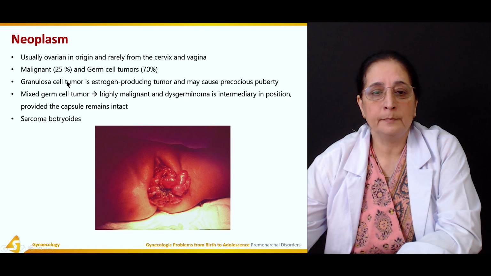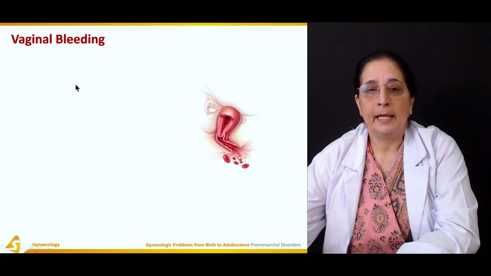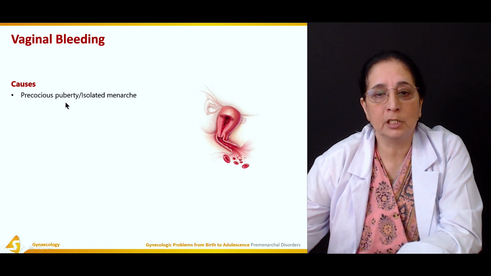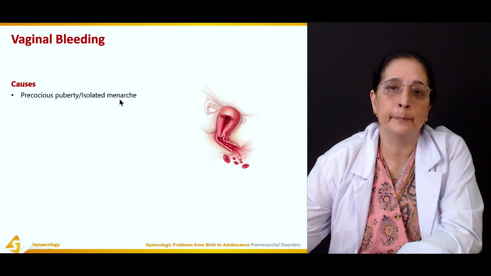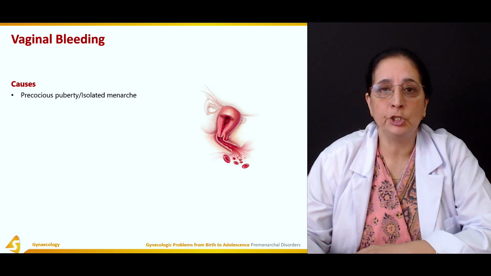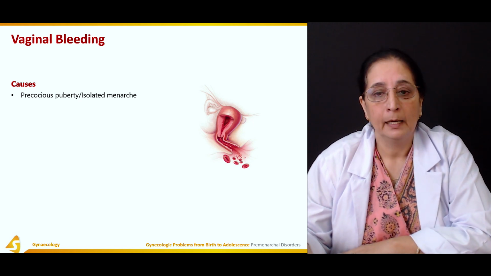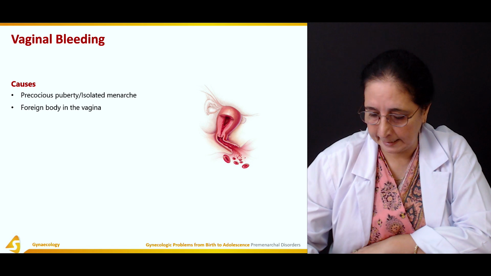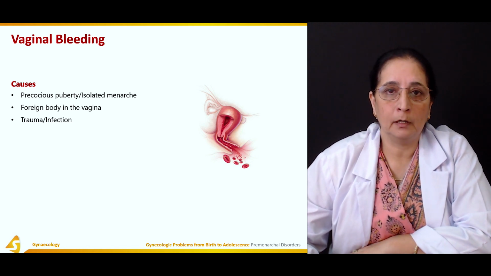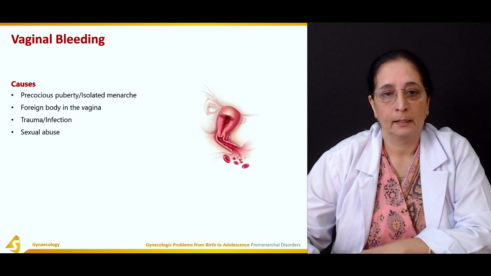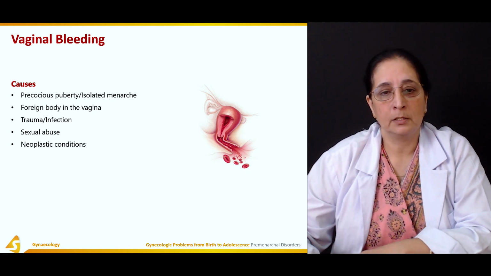The other neoplasm can be sarcoma botryoides, and then the other condition is vaginal bleeding. Causes of vaginal bleeding can be precocious puberty, or it can be isolated menarche. Precocious puberty is the early onset of puberty that can lead to early menarche and vaginal bleeding. Foreign body in the vagina can lead to bleeding. Any trauma or infection can lead to vaginal bleeding. And sexual abuse should always be considered if there is vaginal bleeding. Neoplastic conditions can also cause vaginal bleeding.